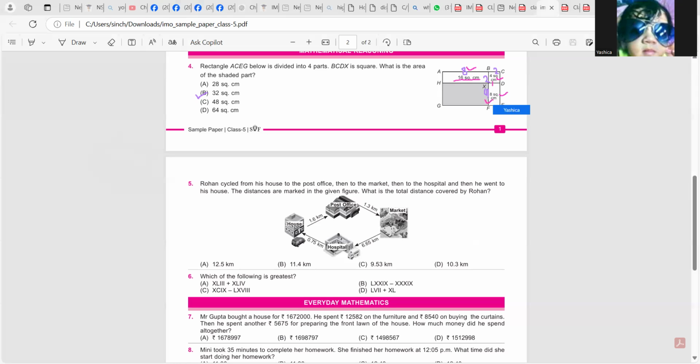Now suppose this is the shaded rectangle. This side was 8 and this side was 4. We find the area by multiplying the length and the breadth of a rectangle. So 8 into 4 is 32. That is option B. Very good. Excellent. Now do number 5.